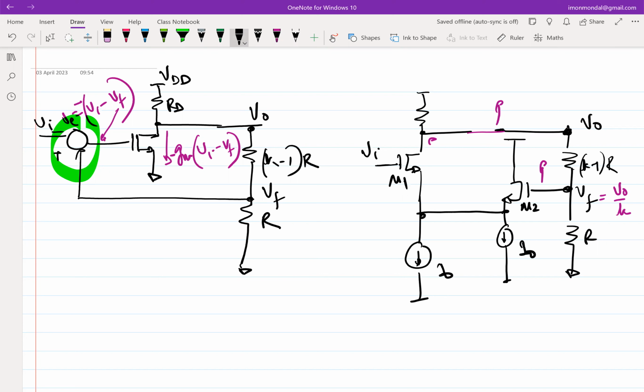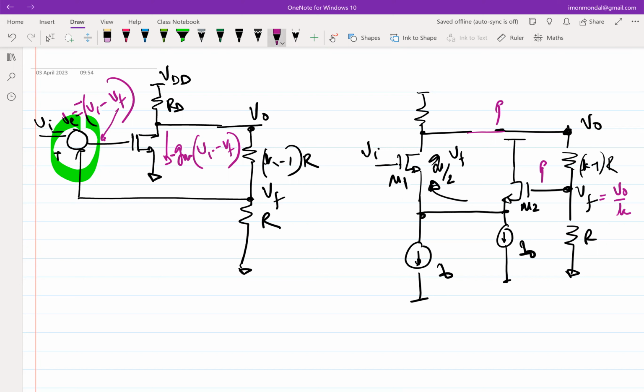Now if I have to find out what this current is, in terms of VF and VI, how will you figure out what this current is? Superposition, right? So let's assume only VF exists and VI doesn't exist. Then what will that current be? We did it in the last class. You can just look up the notes and tell me. So this will be gm by 2 times VF in the direction shown.